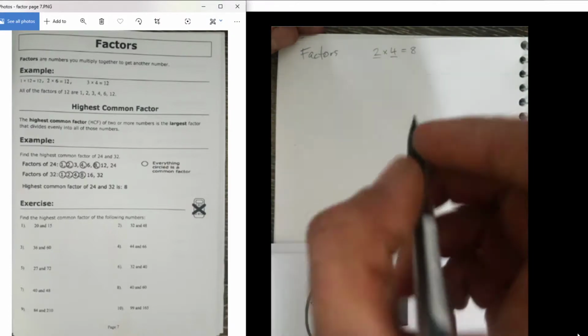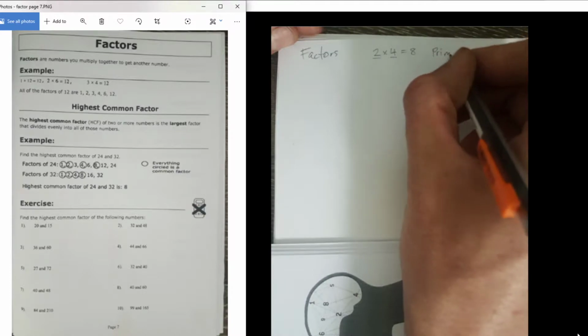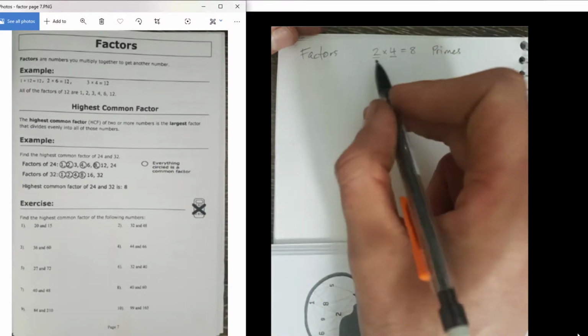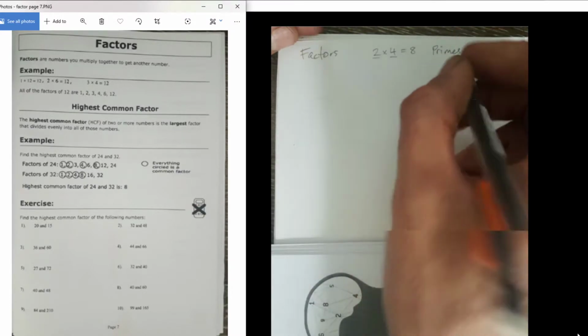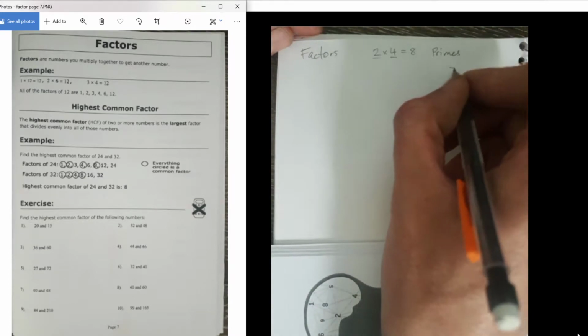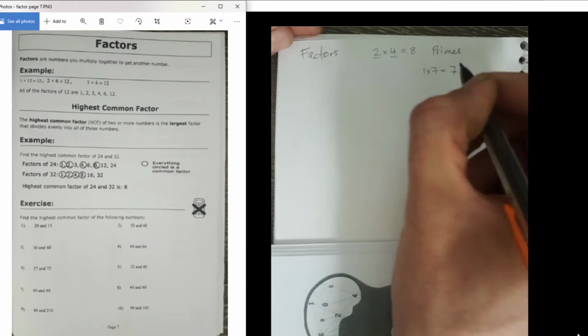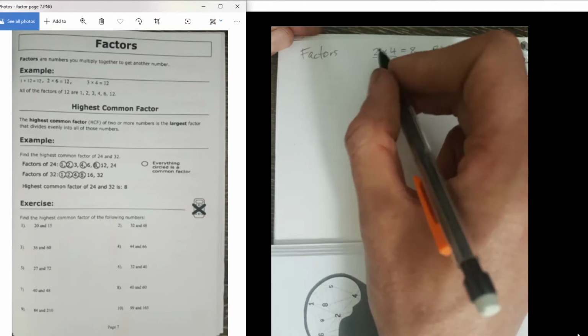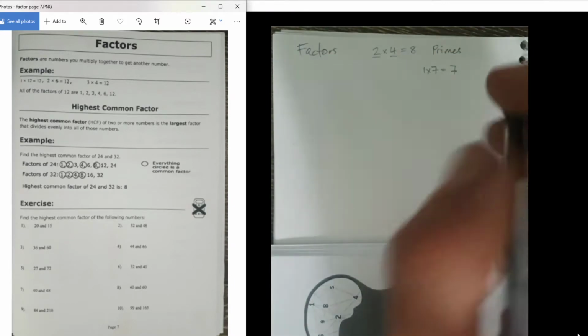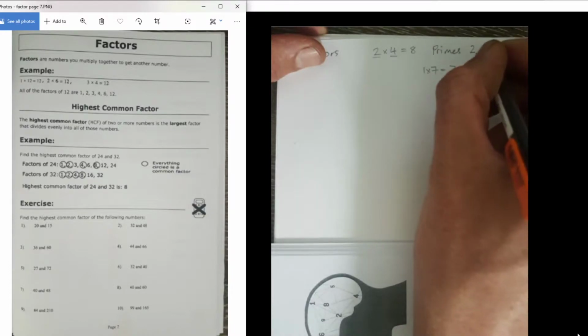Now, to be good at finding factors fast, you need to know what primes are, really. So prime numbers are numbers that you can't make by multiplying two numbers other than 1 and itself. For example, 7 is a prime number because you can only do 1 times 7 to get 7. There's no other combination that you can use to make it up. So examples of primes would be the number 2 because it's only 1 times 2, or 1 times 3 for 3.